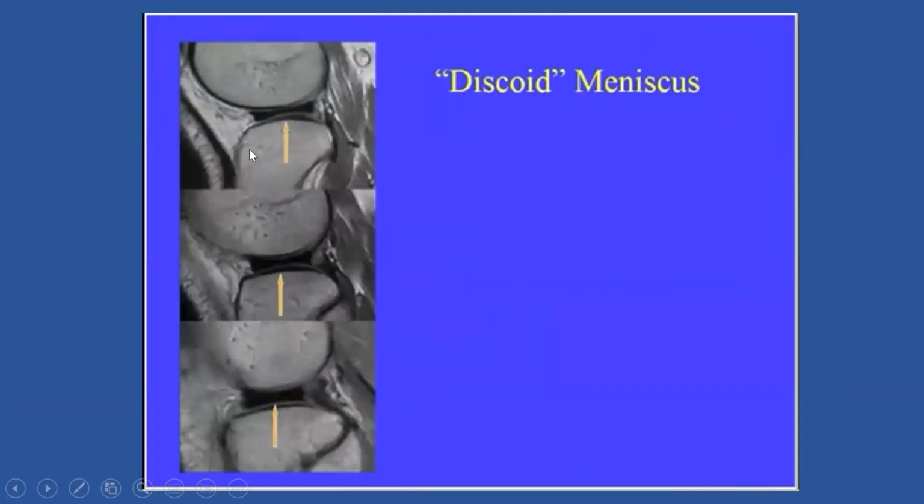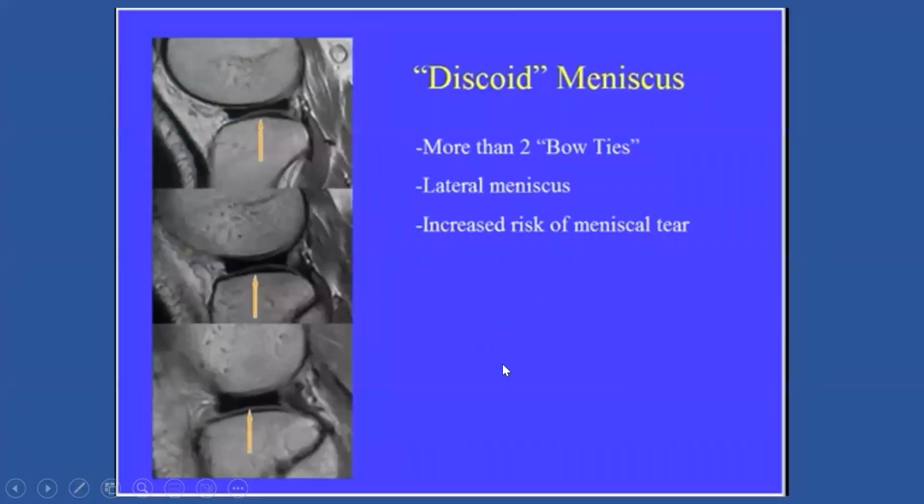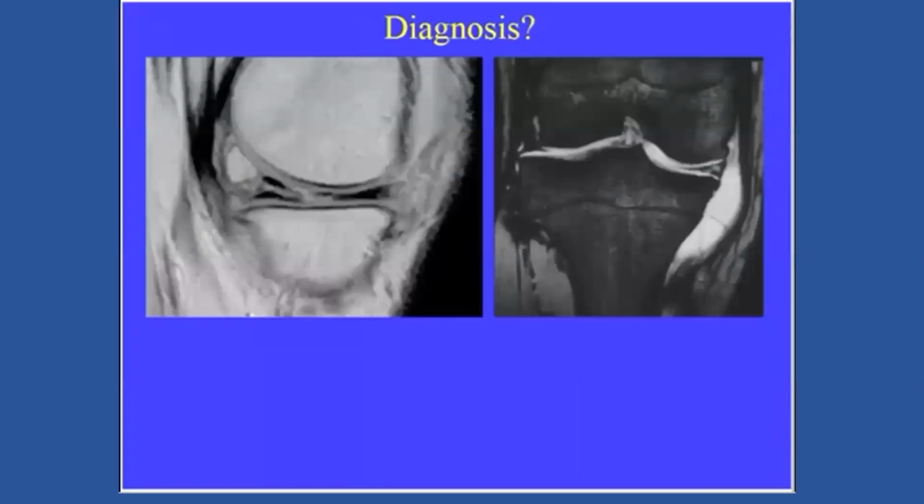Don't forget about the discoid meniscus, which is a full meniscus that covers the surface. It's more common in the lateral meniscus. You have more than 2 bow ties. In the lateral meniscus, there's an increased risk of meniscal tear in these. This shows you a horizontal tear.